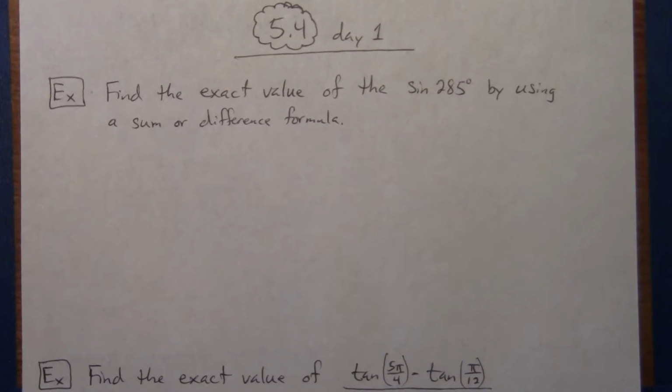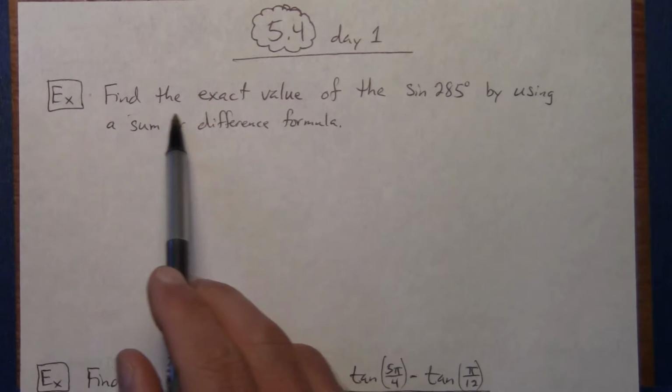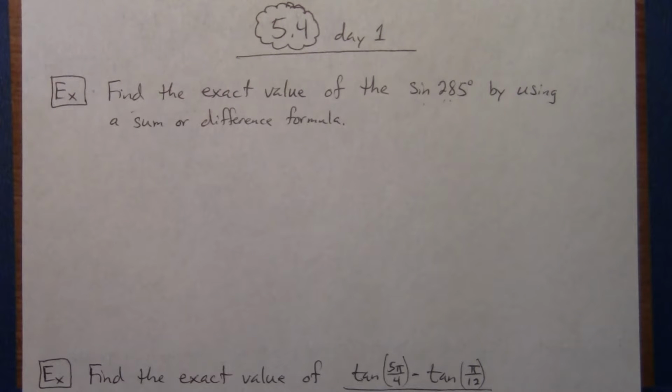Alright, homework help for section 5.4 day 1. We'll look at 4 different problems today. They're going to ask us to use some sum and difference formulas for the most part. The first one says find the exact value of the sine of 285 degrees by using a sum or difference formula.